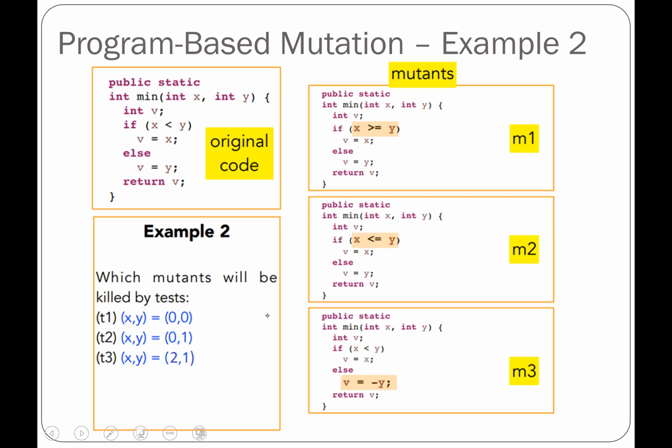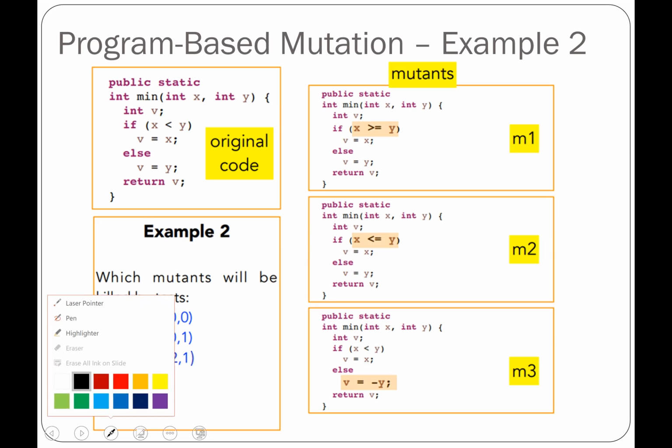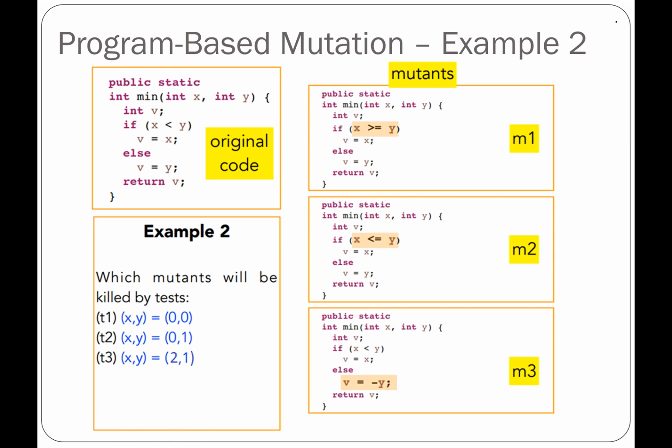So what I want to do here is write down the output for test number 1, which is 0. Okay, what is the output over here, guys?